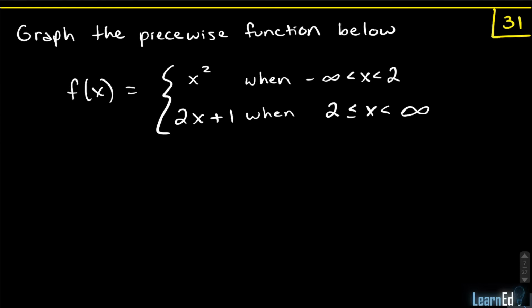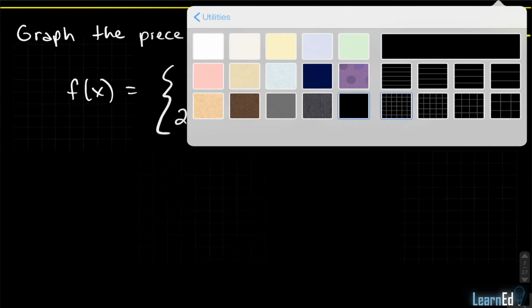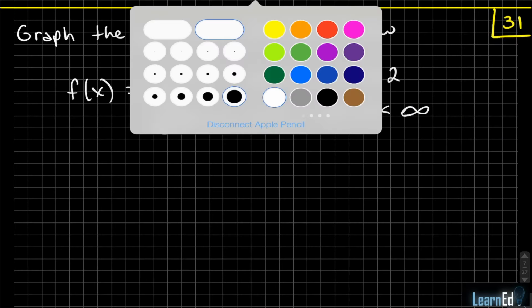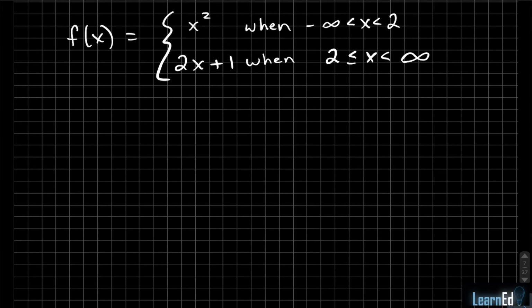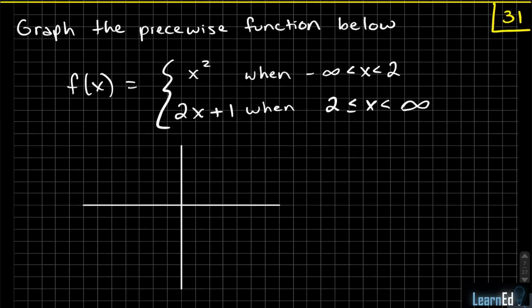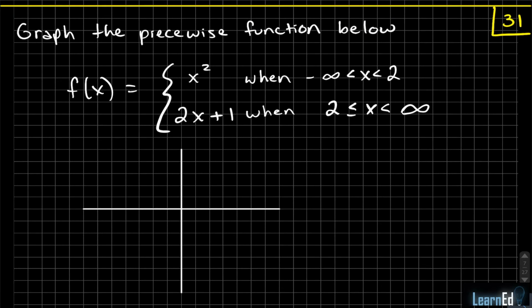So let's just set up some graph paper here, and let's go for it. All right. Oh, that's a highlighter. Let's see here. Okay. So getting this guy set up here. All right. We have two parts of a piecewise function. Okay, so that definitely makes it a little harder to graph.